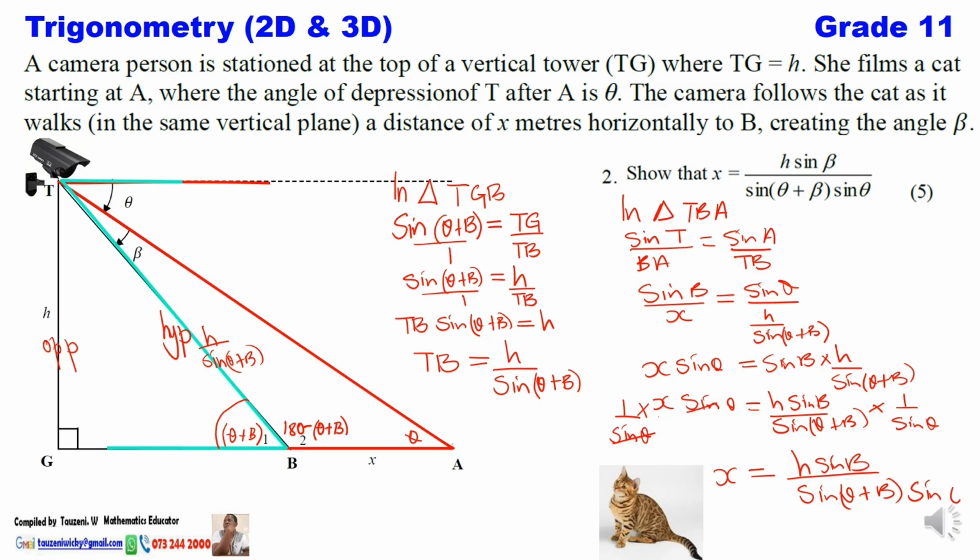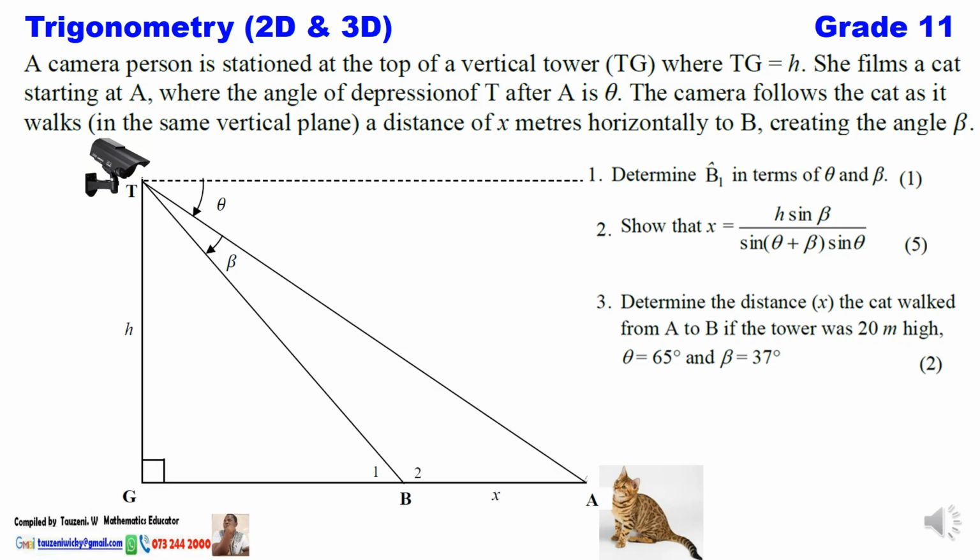Then our question is answered. We have shown that x is equal to h times sine beta divided by sine theta plus beta multiplied by sine theta. So the calculations are a bit tricky, but they are not difficult. You need an amount of practice for you to be able to be in a position where you can do this smoothly. That's trigonometry in 2 and 3 dimensions, grade 11.